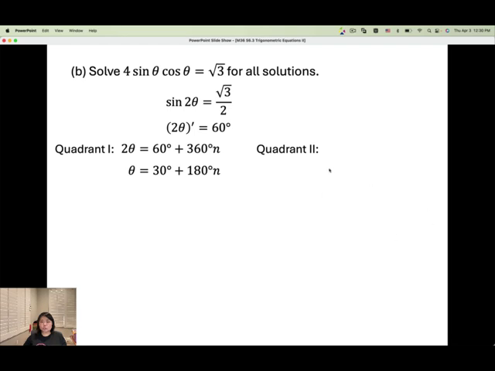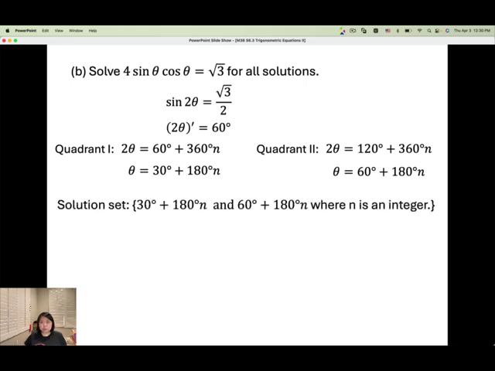Okay, quadrant 2. So we do have 2 theta equal to 120. We're going to use 180 minus the reference angle, and then plus 360 degrees n, divided by 2 for the whole equation. So this is going to be my solution set, and n is an integer.